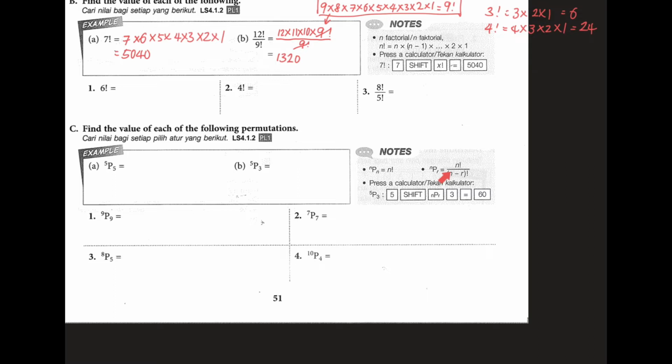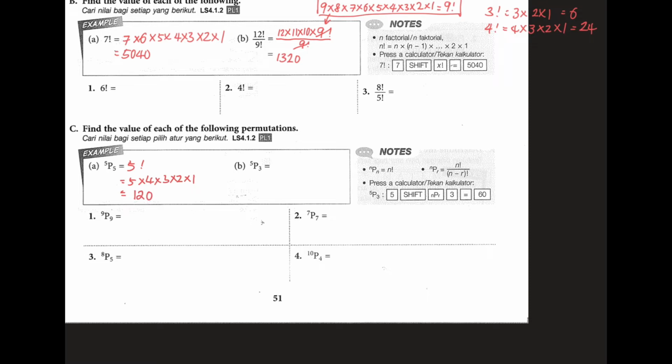Okay, so just remember these two formulas first. I will give you more details on permutation later. So NPN is n factorial, NPR is n factorial over n minus r factorial. Okay, let's see how we use it. 5P5 equals 5 factorial, which is 5, 4, 3, 2, 1. Multiply them: 20, 60, 120. Okay, so that is the answer.